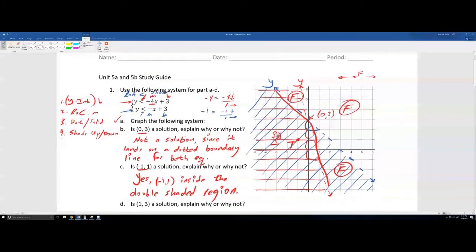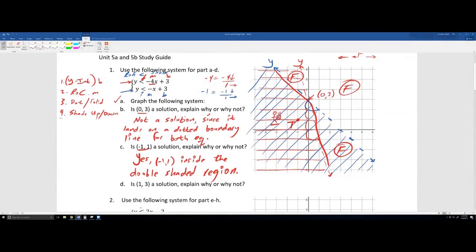All right, so let's look at part D. Is 1 comma 3 a solution? If we try that, it's up here, and I already said that area is false. So no, it's not a solution for the same reason. It's not inside the double shaded region, right?